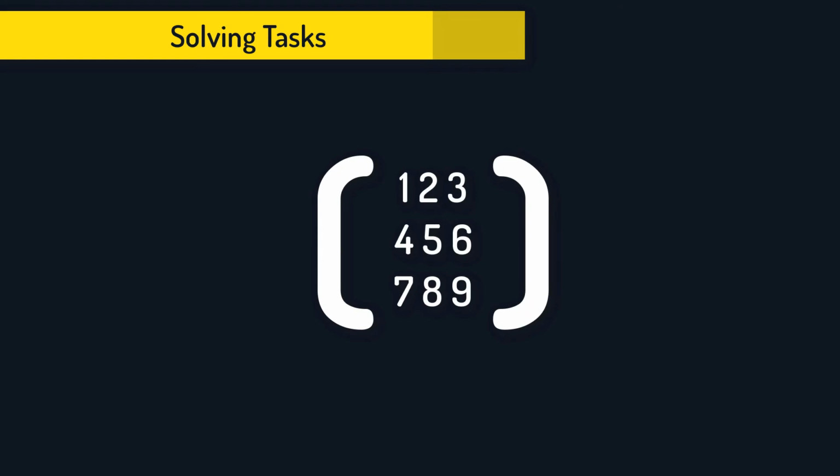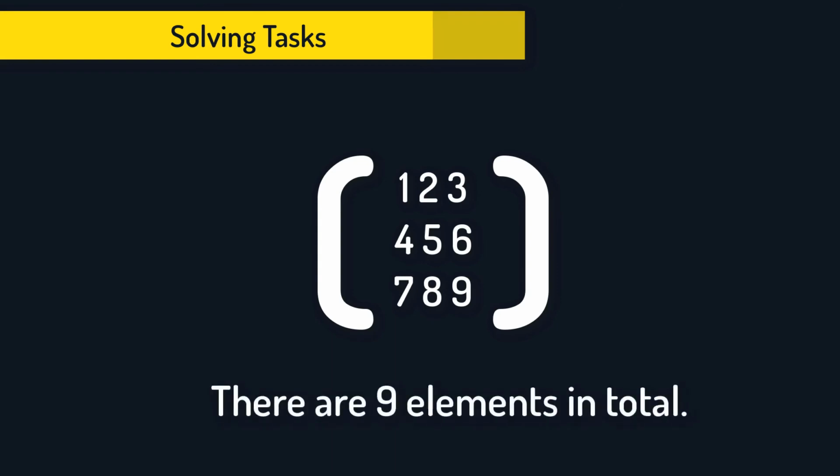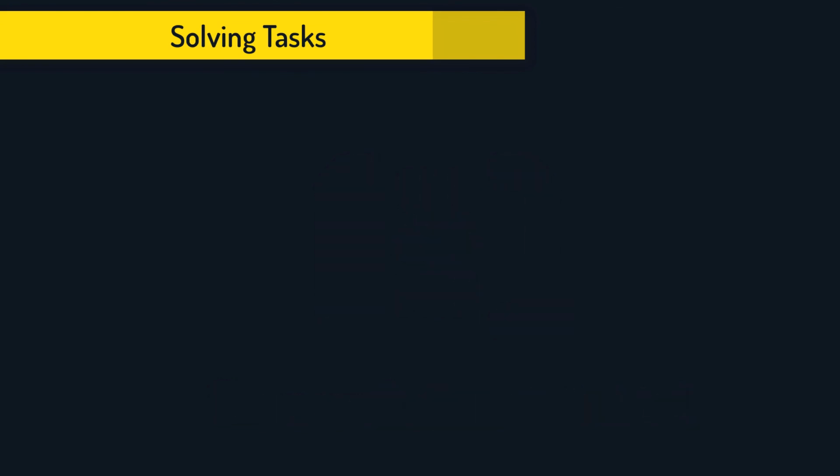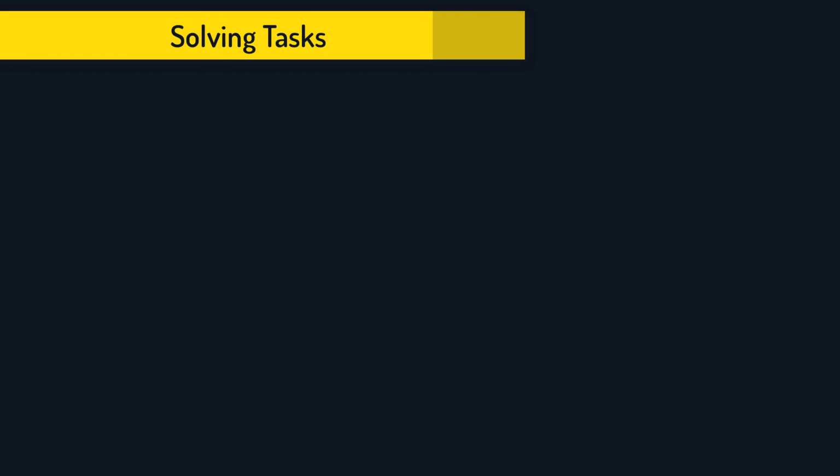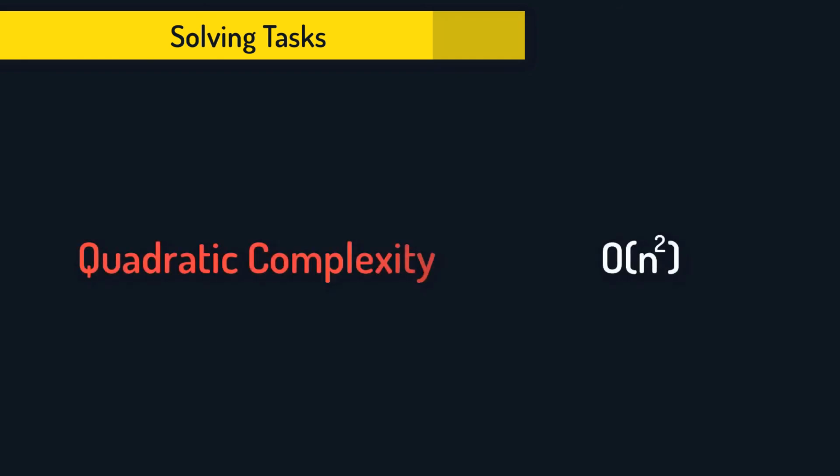If we have a 3 by 3 matrix, how many operations do we have to do depending on the input size? Well, we have 3 times 3 elements, and we have to print out each element, so that is 9 times. What happens if our matrix is n by n? Again, we have to print n times n elements, so the number of operations is n times n. If our input size is n and we have to do n times n operations, we can clearly see that that is a quadratic complexity, O of n squared.